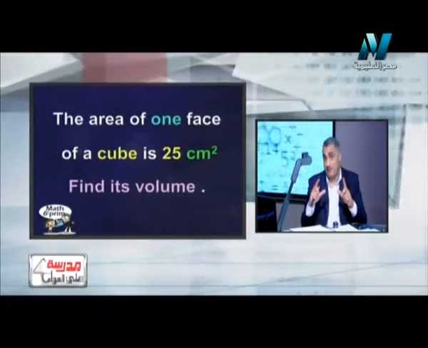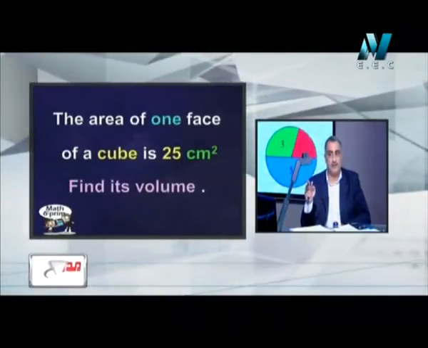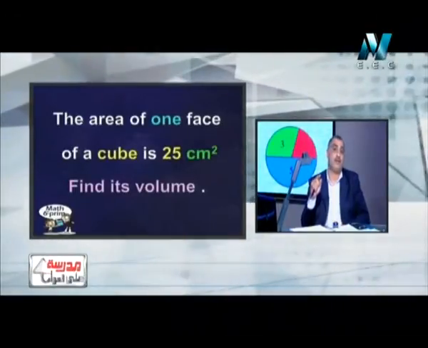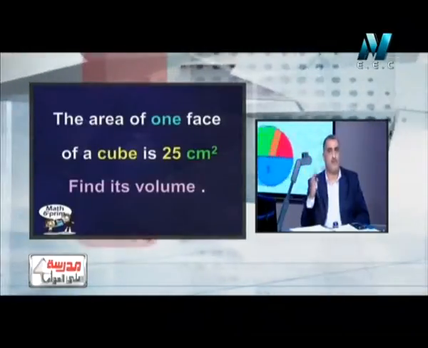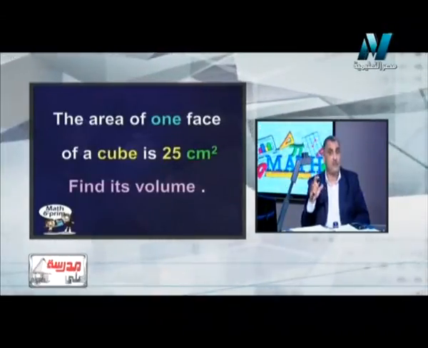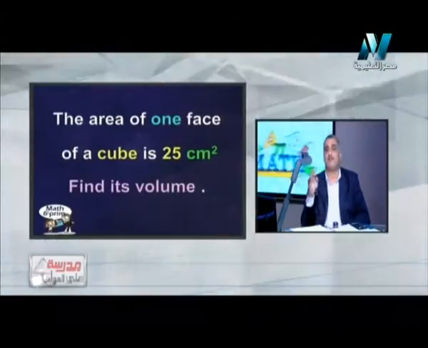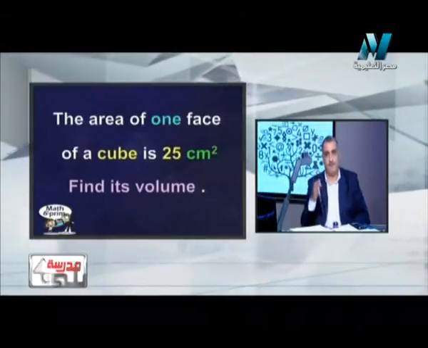The face is a square. Area of a square is side by itself. The area of a face equals 25 centimeter square. Excellent. 5 times 5 equals 25. So the side length of the square equals 5 centimeter. The edge length of a cube equals 5 centimeter. It's so easy to get the volume: 5 times 5 times 5.